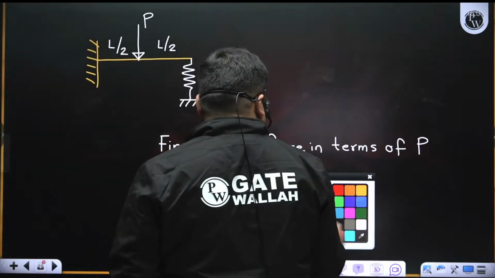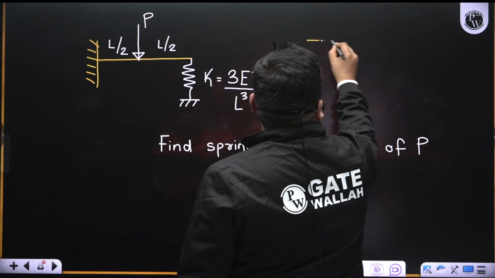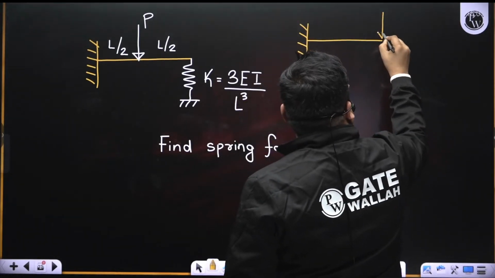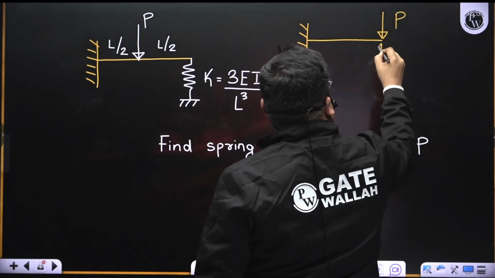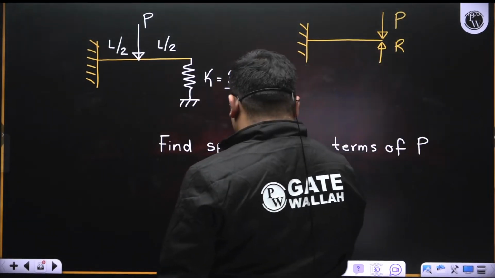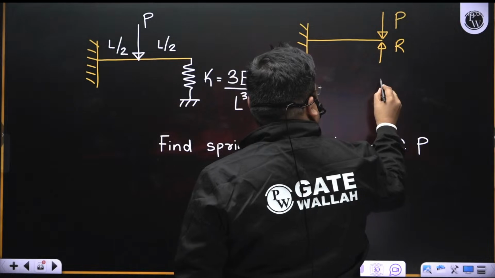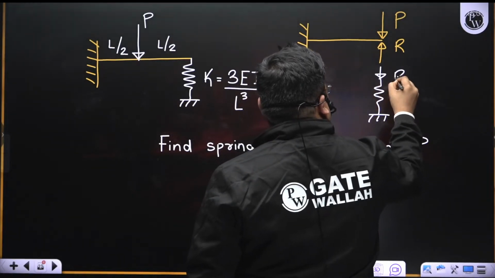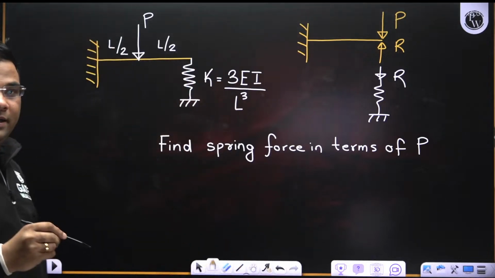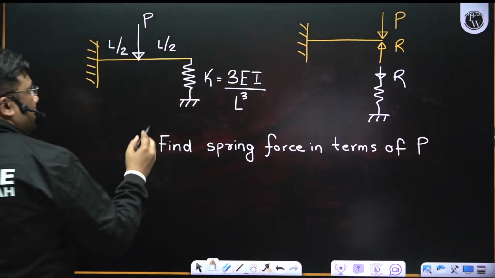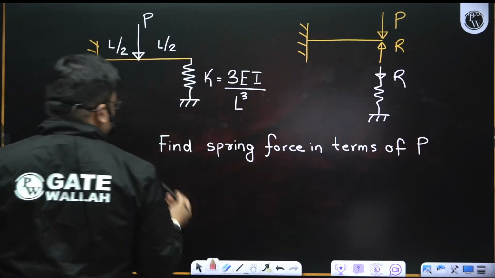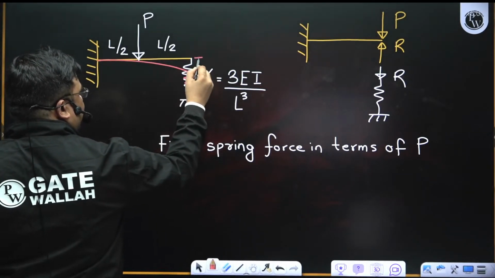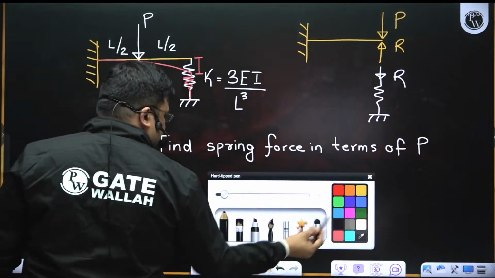See, here if I draw the free body diagram, for the beam there is P load acting here and there will be a reaction due to the spring, right? And then if I draw the spring, there is this reaction or spring force acting. Now here the concept will be that the deflection of the beam will be equal to the compression in the spring, right?